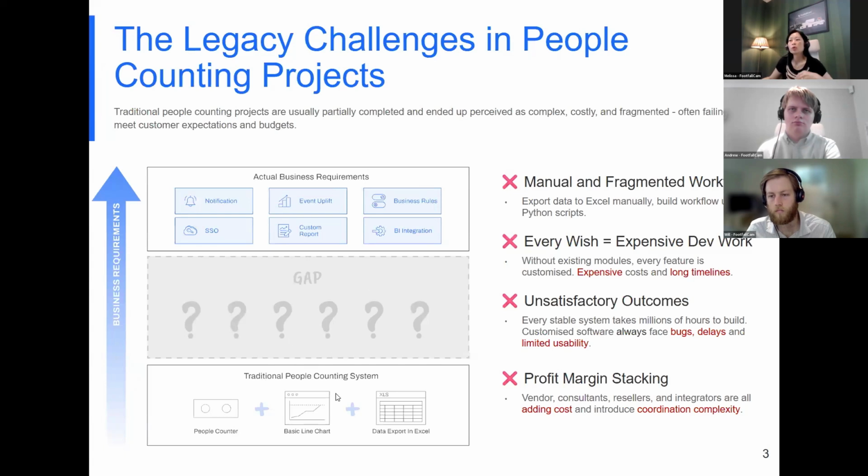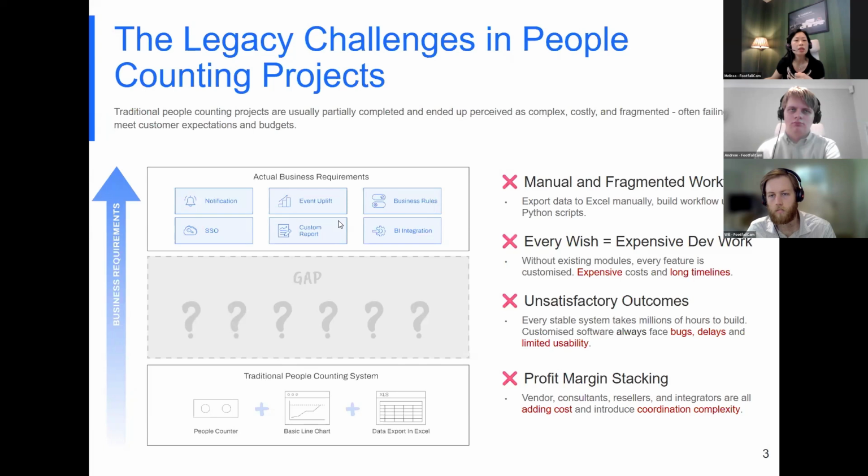Now, from here, every wish becomes an expensive development work. And the thing is, it's an unsatisfactory outcome because this becomes a special project. It is expensive to build, and every stable system takes millions of hours.